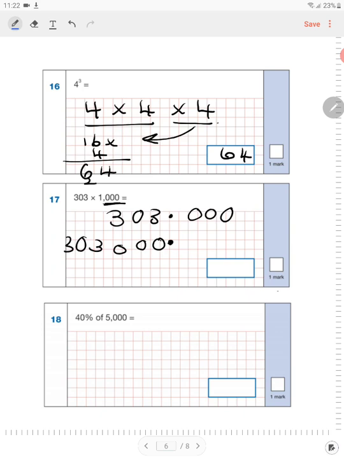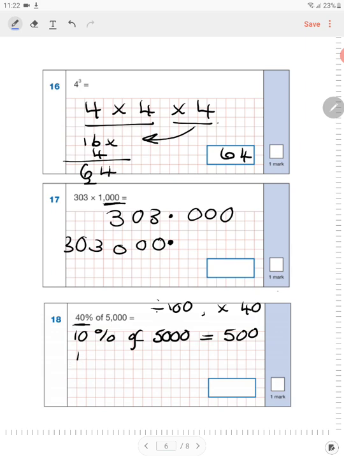Okay. Now this one, the number 18, you should have been able to do in several different ways. You could divide by 100 and then times by 40. That would get you to the answer. But the simplest way of doing it is to find 10% first. Now, if we're finding 10% of 5,000, I'm just simply going to divide by 10. So 5,000 divided by 10 gives me 500. Now, I'm not looking for 10%, I'm actually looking for 40%. So I've now got to make that 4 times bigger.